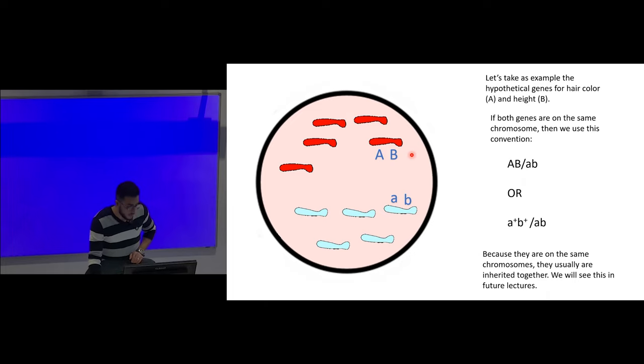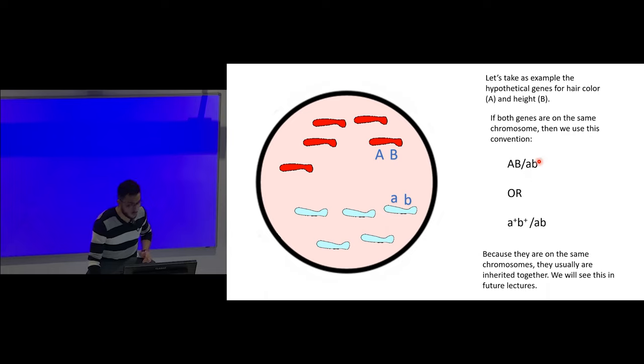In this case, again, just to repeat so it makes sense, these two are from dad. This side here is from mom. This side is from dad. And the two genes are on the same chromosome. Because they are on the same chromosome, most of the time they will be inherited together. So they don't follow Mendel's second law. Okay? So if big A goes, big B goes automatically with it. Okay? The way we write this is like this.